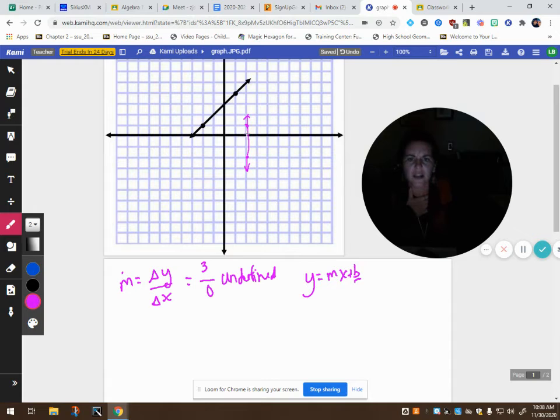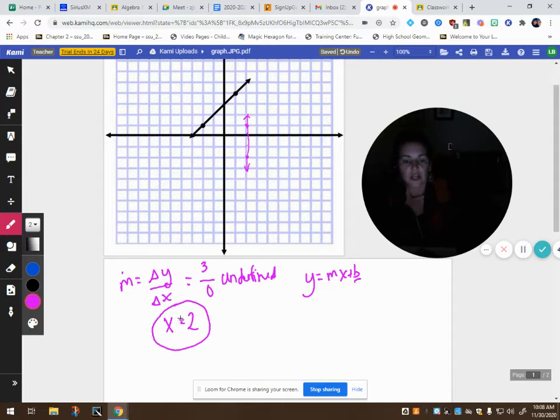Well, if you think about it, all of these points on the line have the same x coordinate. X is 2 when y is 0. X is 2 when y is 1. X is 2 when y is 2. X is 2 when y is -2. So no matter where I am on this line, the x value is equal to 2. So this is how we write an equation for a vertical line.